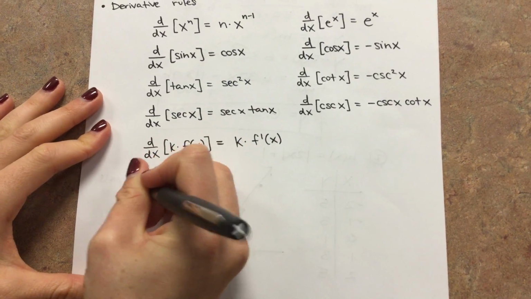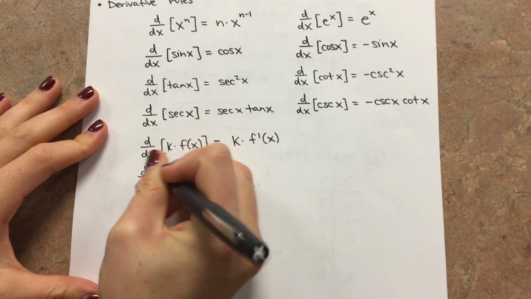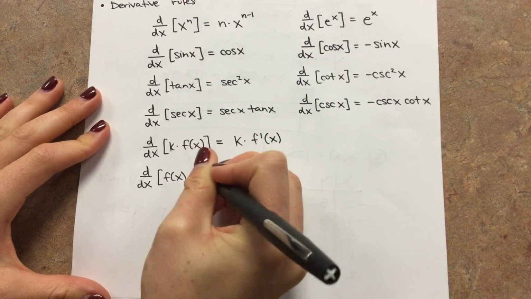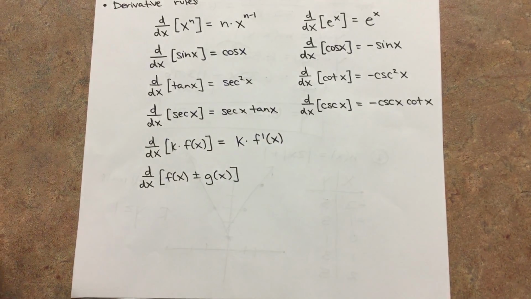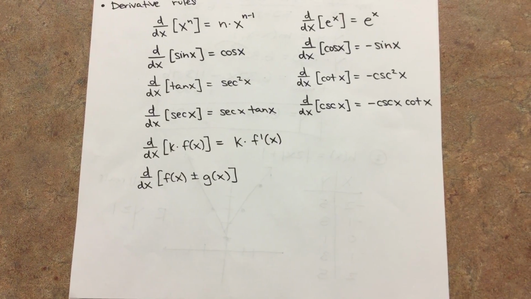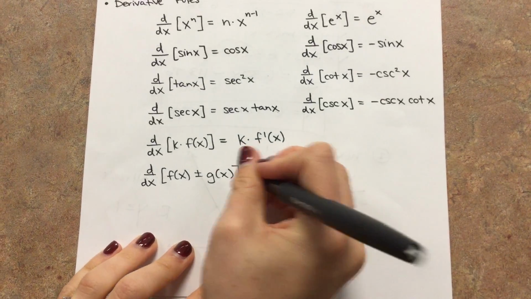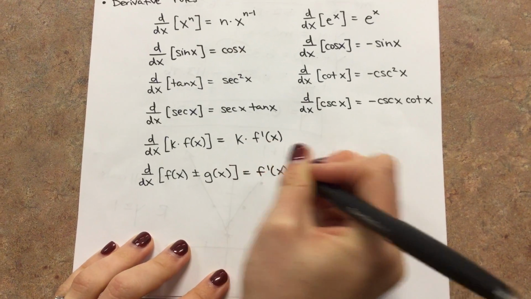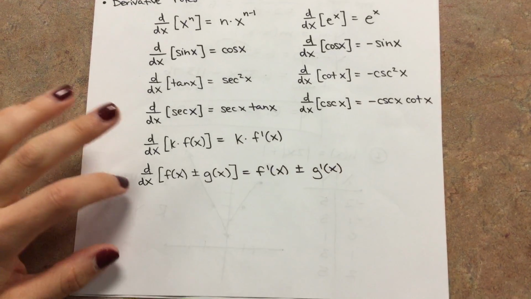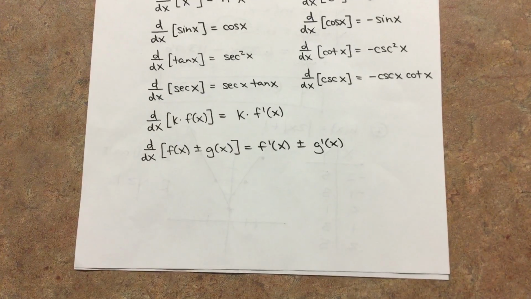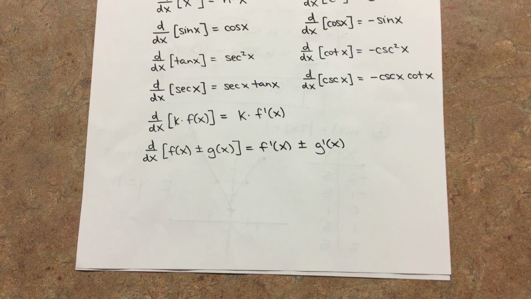Okay, next one, sum and difference. Same thing, I guarantee you guys aren't even thinking about this one while you're doing it. Any terms that you have that are added and subtracted, this just says you take the individual derivatives and just keep the signs. So you would take the derivative of f and then either add or subtract the derivative of g. So these two are happening without you really noticing that you're doing anything.